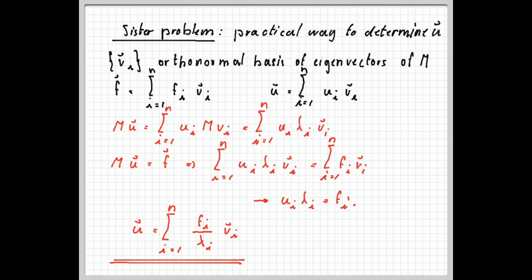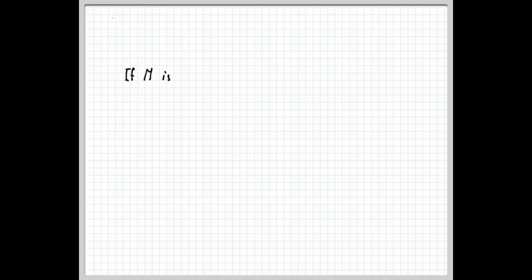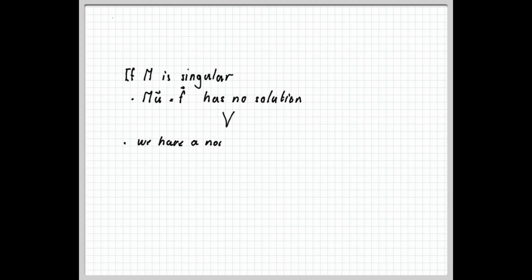What would now happen if we would allow M to be singular? If M is allowed to be singular, either of two things happen. Either this equation has no solution at all, or we have no longer a unique solution. What happens depends on the choice of f.